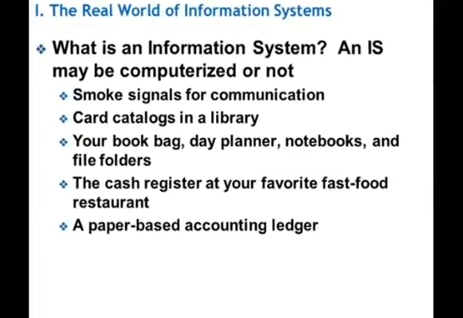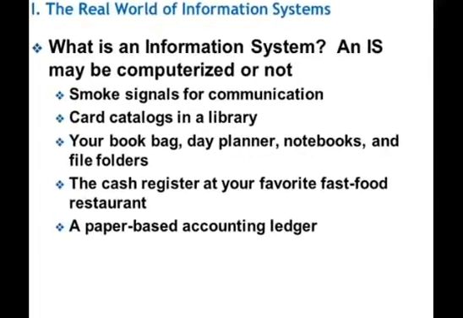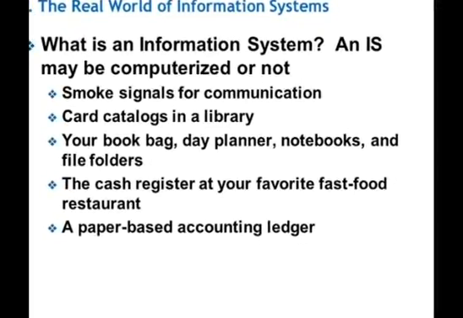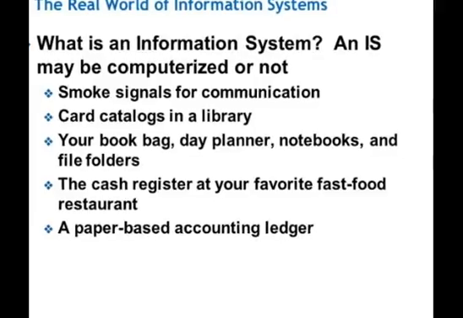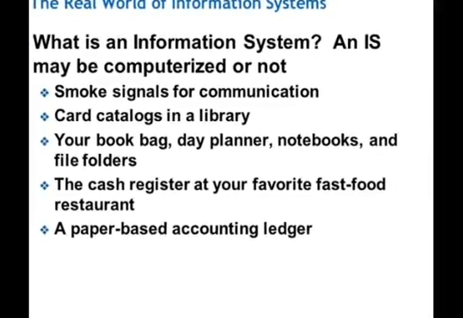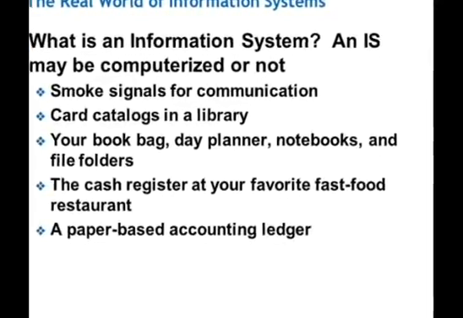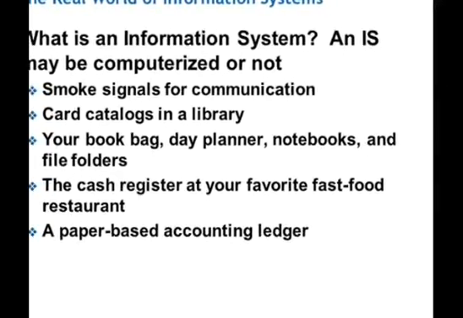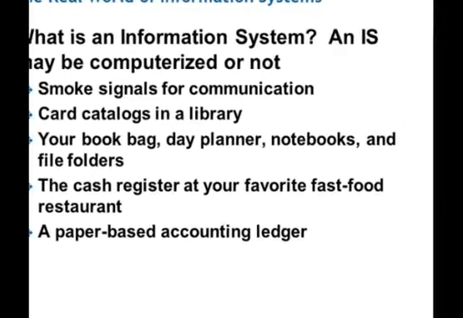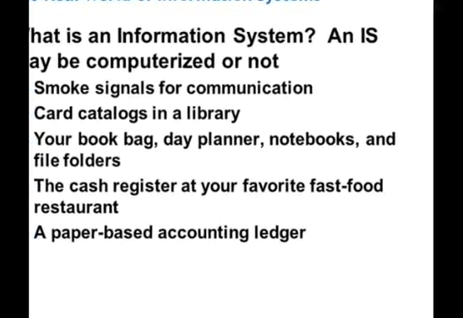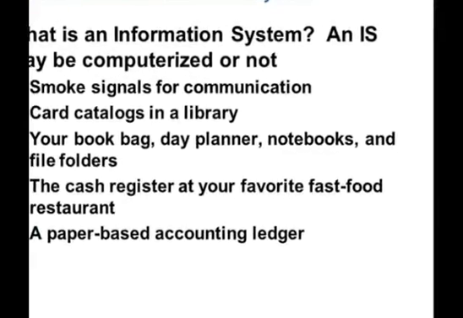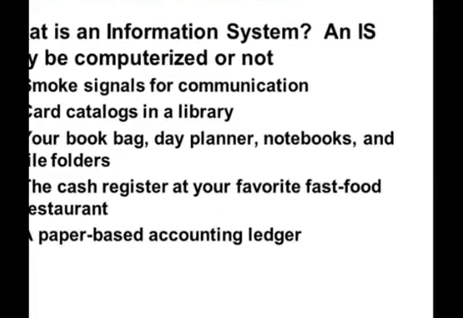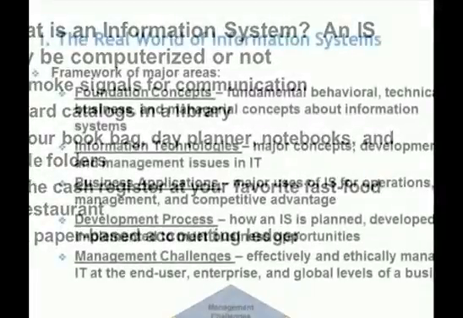But your book bag, day planner, notebooks, file folders, all of them are information systems because they organize information in a way that you can retrieve it. A cash register at your fast food restaurant is also an information system. And then a paper-based accounting ledger. Now most accounting ledgers are done electronically through accounting software and systems, but there are places in the world where paper-based accounting systems are still utilized, and they are a viable and very needed information system.